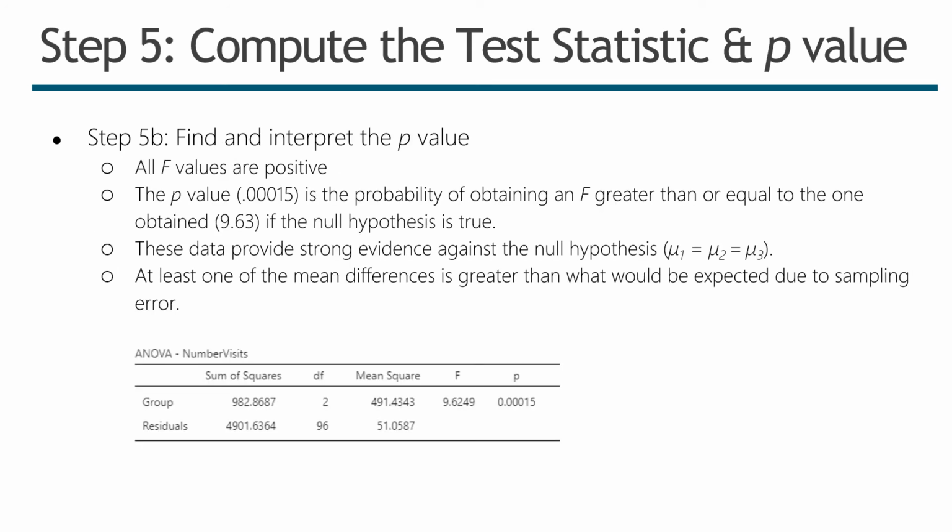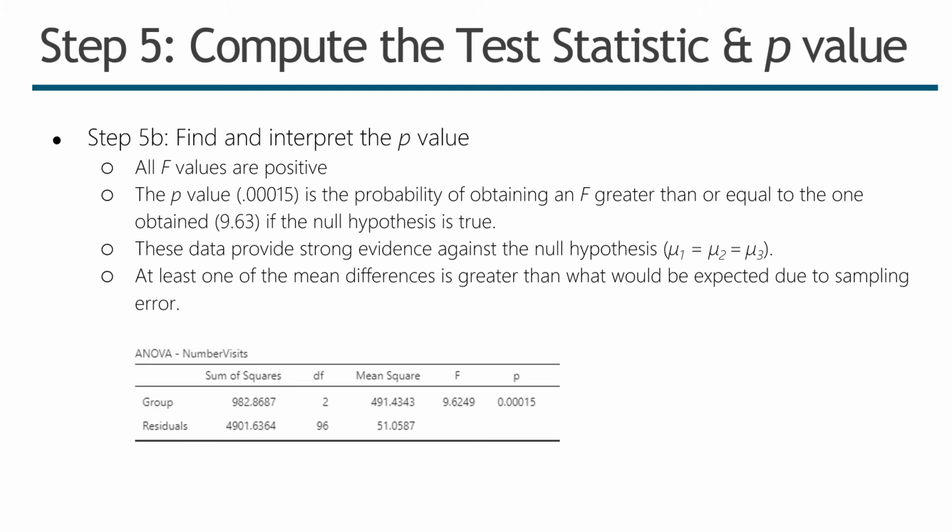So our p-value here is quite low, right? We have a p of 0.00015. So this is a low p-value, and it's telling us that the probability that I would obtain an F as high or higher than the one that I obtained in this study is low. It's 0.0015 if in fact the null hypothesis is true. Okay. So this provides some strong evidence against the null hypothesis, right?